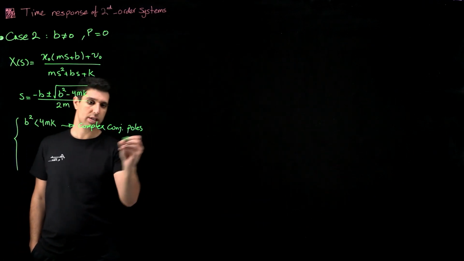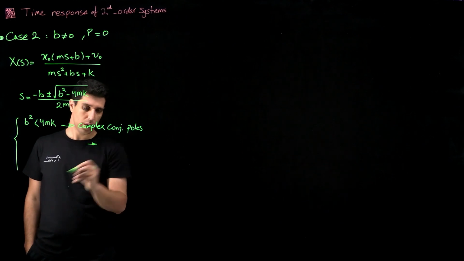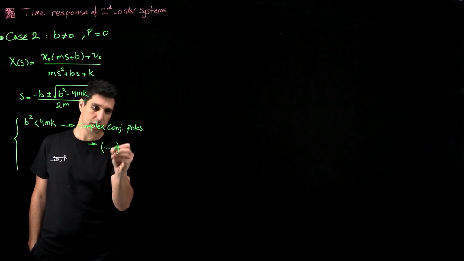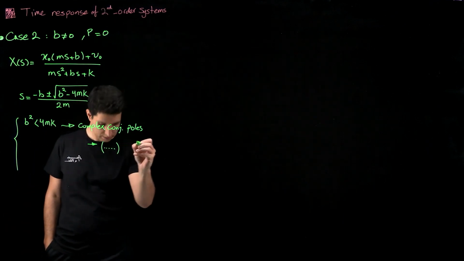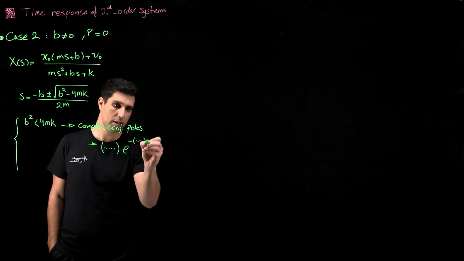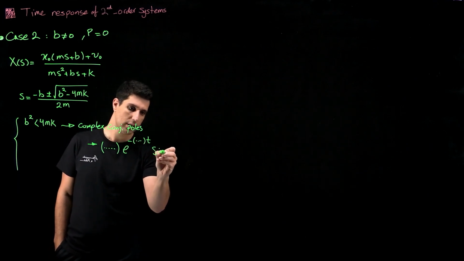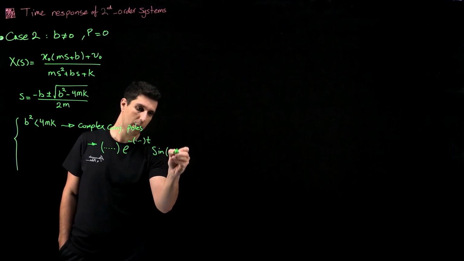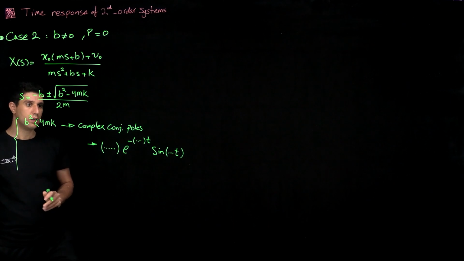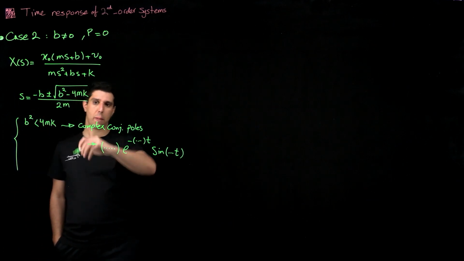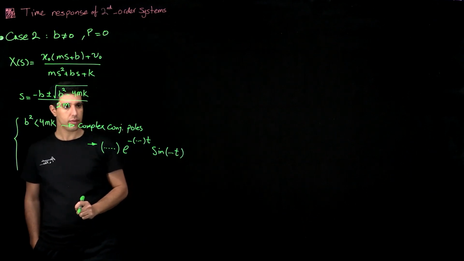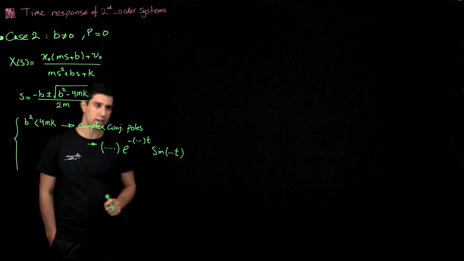And this means my response will look like something. Eventually I'll have some constant terms, e to the minus something t, sine of something t. The response will be a damped oscillation that eventually reaches 0, settles down to 0.